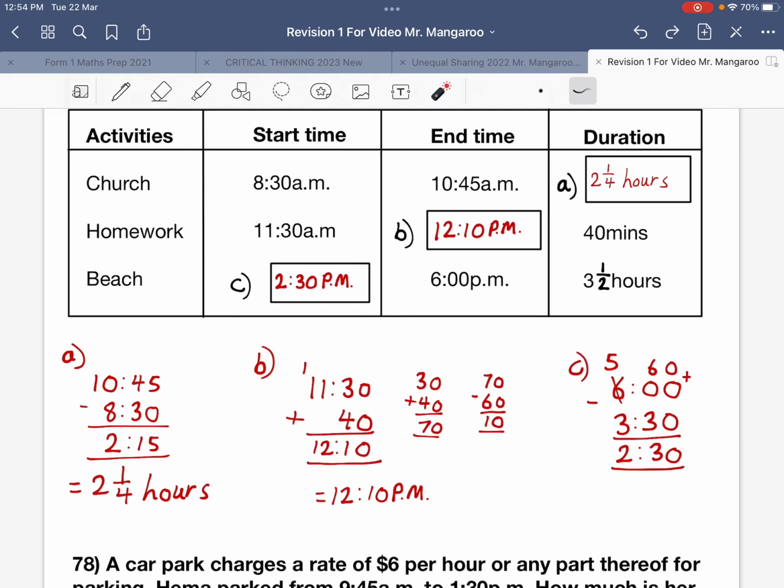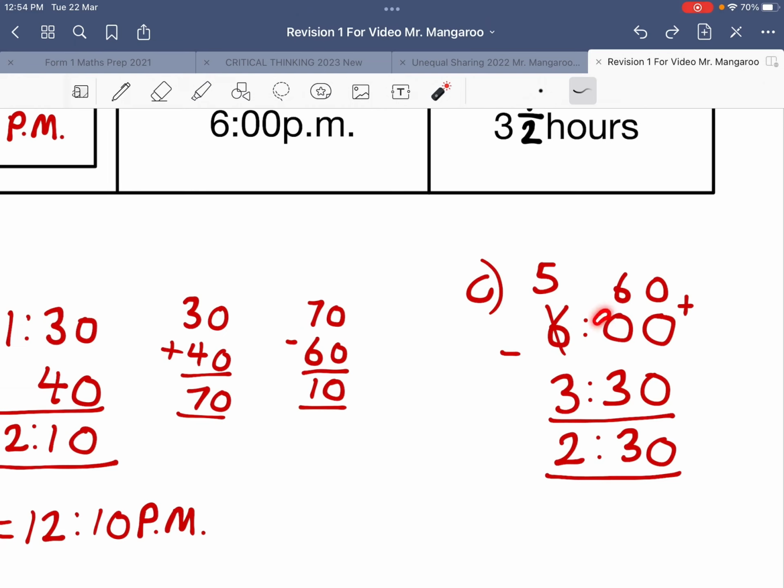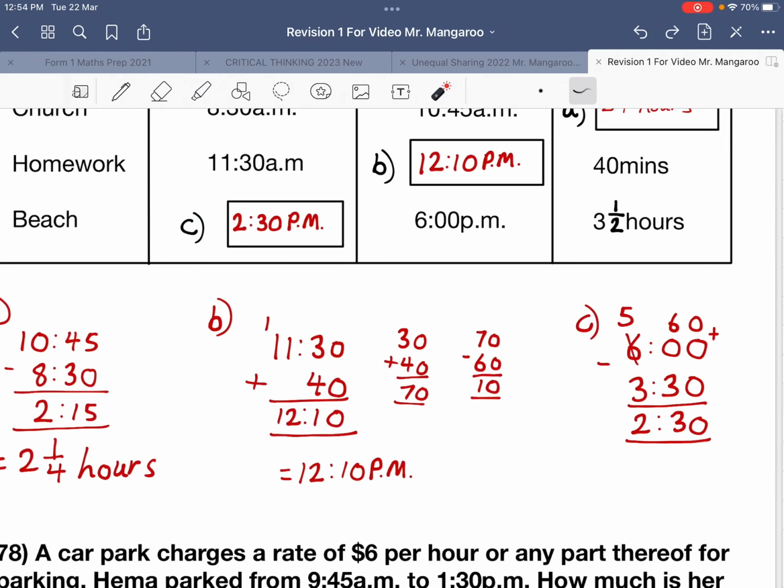C. We ended at 6, and the activity took 3.5 hours. So we must subtract 3.5. So 0 cannot take away 30, so we borrow. 60 plus 0 is 60. 60 minus 30 is 30. 5 minus 3 is 2. So that's 2:30 p.m.